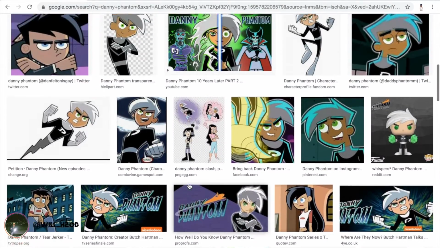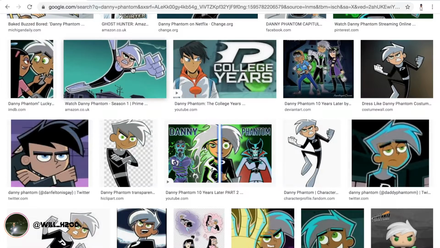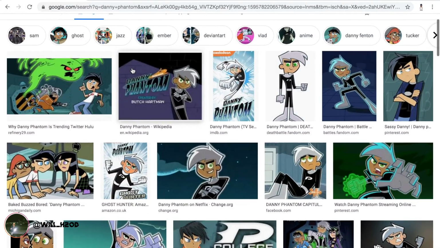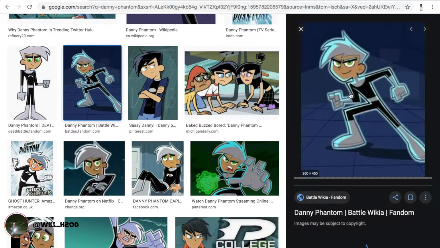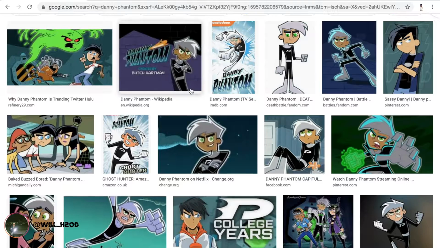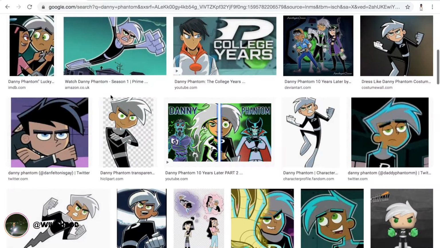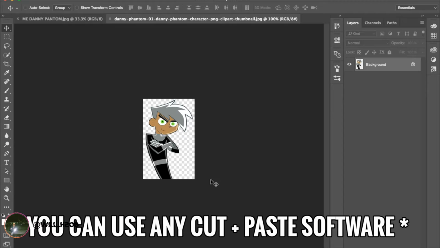I'm not going to lie, you will find on Google there are a lot of images of Danny Phantom, like half body. There's very rarely a full body picture like this. If you do only find a half body image, for example, one like this, what I would do is, let's drag that into Photoshop.